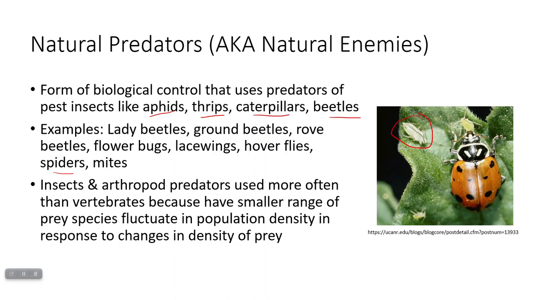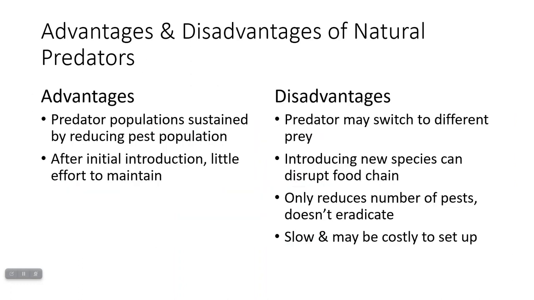And usually we'll tend to find insect predators just because they tend to be a little more prey specific. So they won't switch to another prey species and end up accidentally killing off a beneficial insect. And they tend to respond fairly quickly to changes in the prey population. So you have an explosion in prey population. Let's say your aphid population explodes. Okay, then your lady beetle population will explode, and then help bring down the prey population.